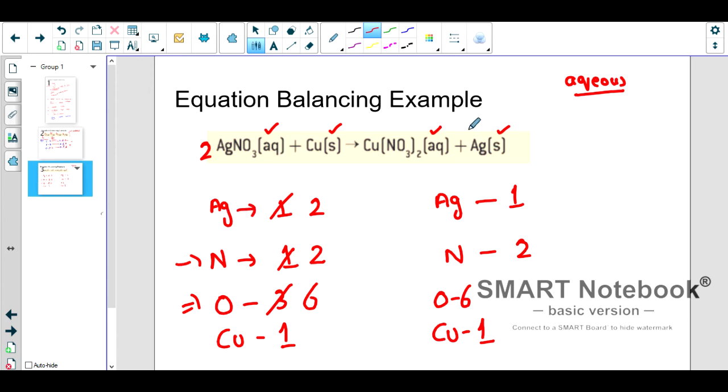So what can we do? We can put a 2 here because it's alone, so it will also become 2. When these are the same, 2 equals 2, 2 equals 2, 6 equals 6, 1 equals 1, your equation is balanced. Okay.